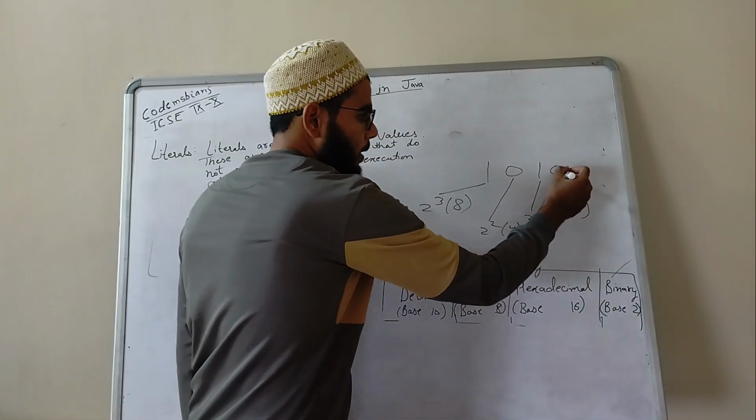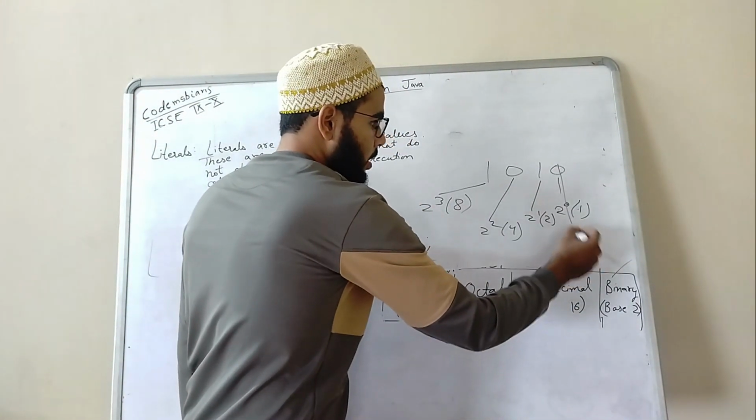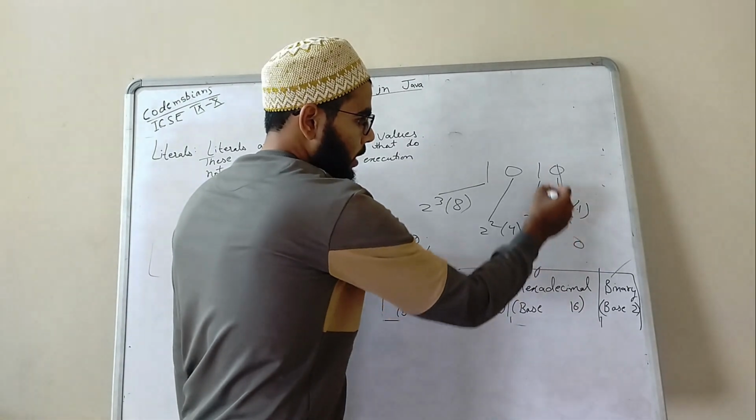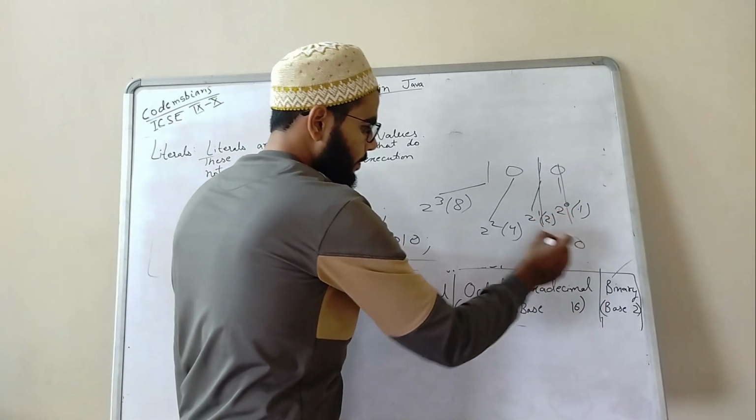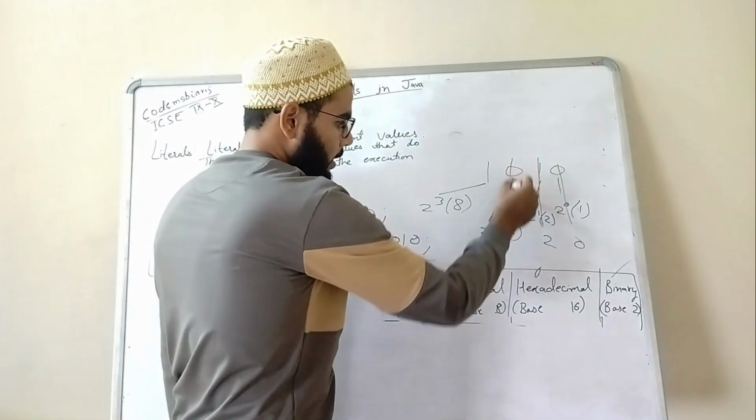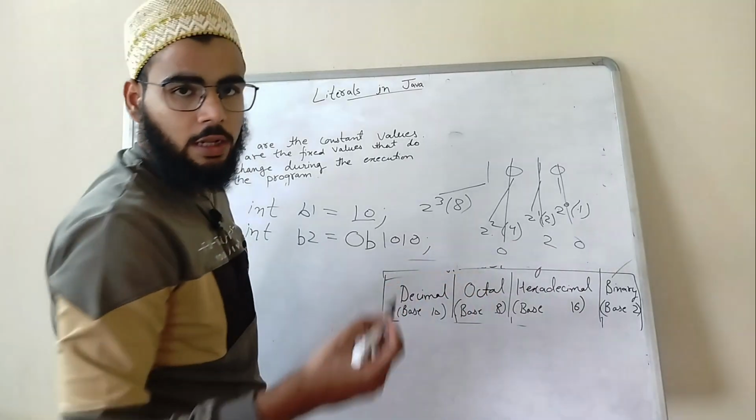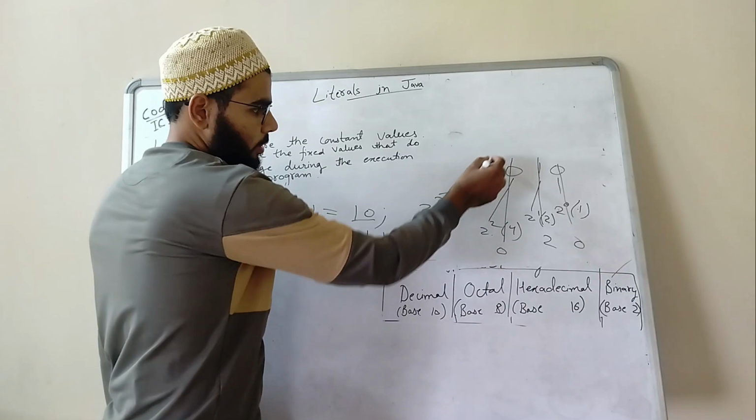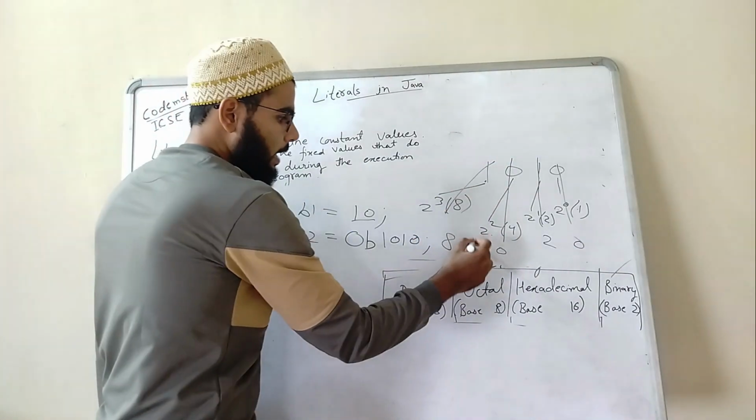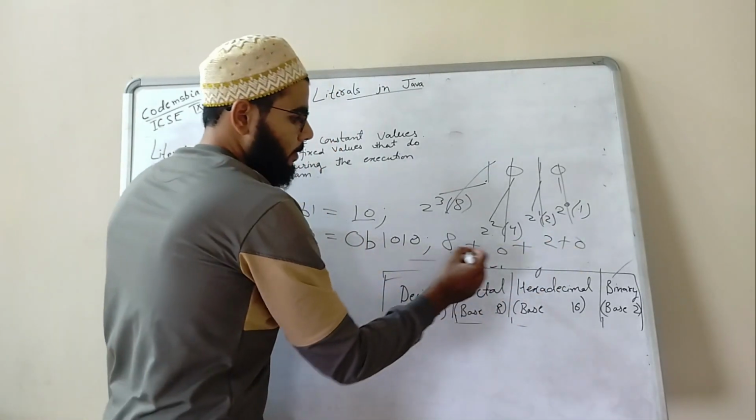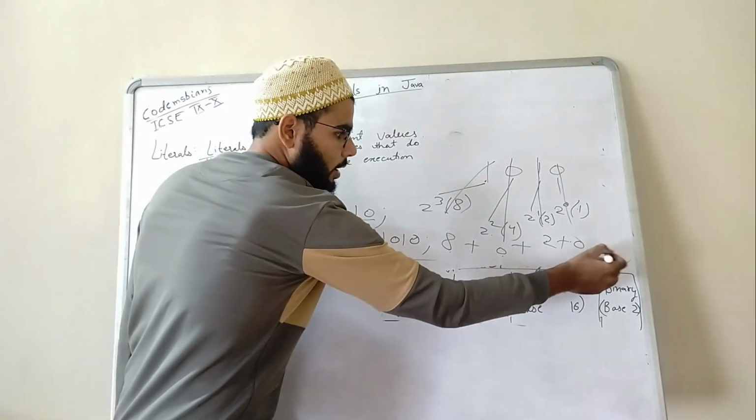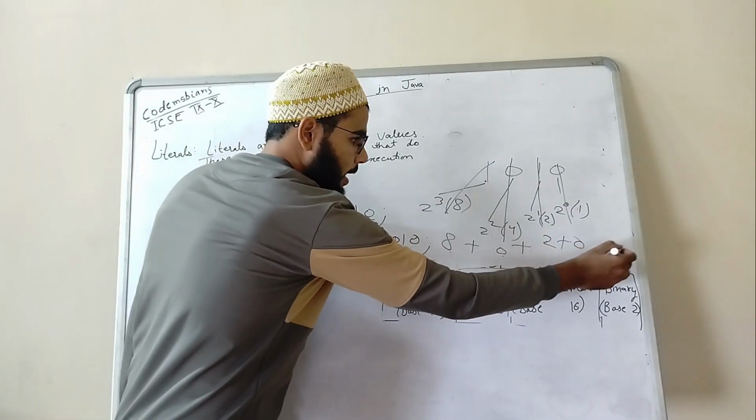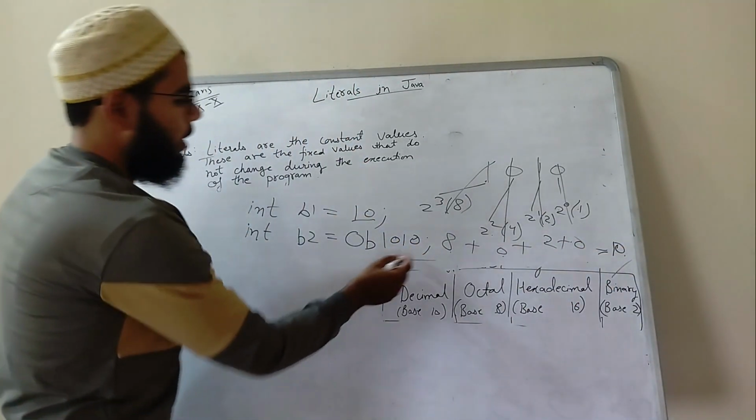So now 1 multiplied by 0, we are having 0. Now 2 multiplied by 1, we are having 2 from here. Then 4 multiplied by 0, again we are having 0, because any number multiplied by 0 gives you the result as 0. And now 8 multiplied by 1, which is nothing but 8. If we add all of them, 8 plus 0 plus 2 plus 0, which is nothing but, yes, 10. So that's how we can write it.